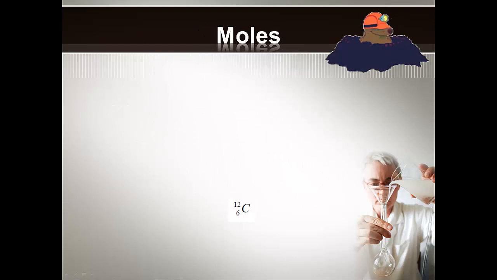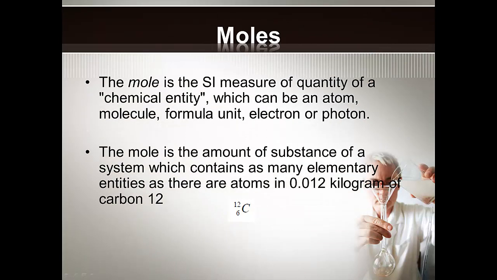Mole, this is one kind of mole, the mole that burrows, but spelt the same way. The mole is the SI measure of quantity of a chemical entity, which can be an atom, a molecule, a formula unit, an electron, or a photon. The mole is the amount of a substance of a system which contains as many elementary entities as there are atoms in a 0.012 kilogram amount of carbon-12. So 0.012 kilos of carbon-12.